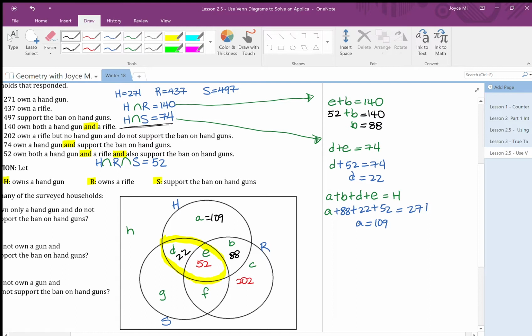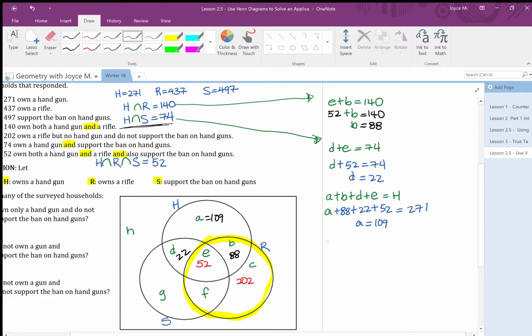Okay, now let's look at the circle again. Is there any piece of information I can fill in further? I cannot do S right now because there are two missing, G and F, but I could do R. Okay, so let's look at this part here. In R, notice that I know every piece of region information here. I know B, E, C. The only one missing is F. So I could set up an equation like I did before.